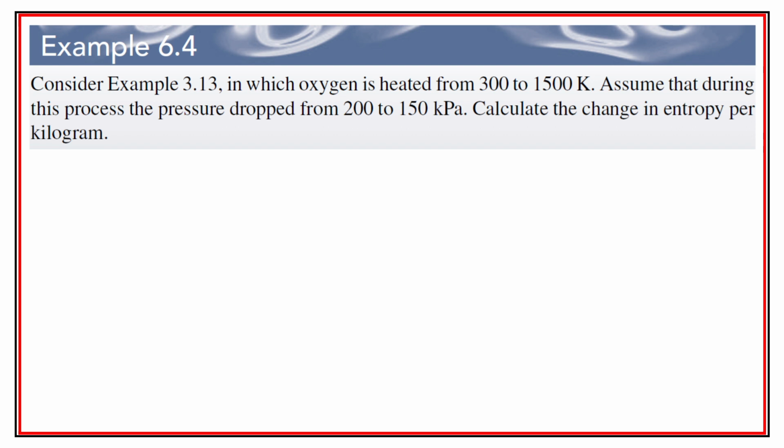Here's example 6.4. We don't need to know what happened in example 3.13, but in it oxygen is heated from 300 degrees to 1500 degrees Kelvin. Assume that during this process, the pressure dropped from 200 to 150 kilopascals. Calculate the change in entropy.